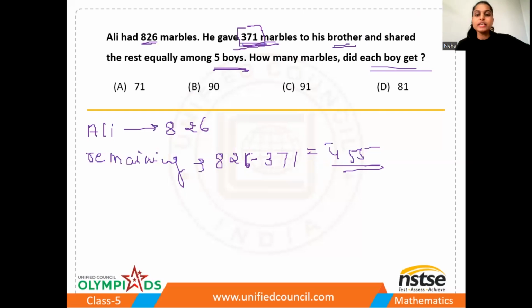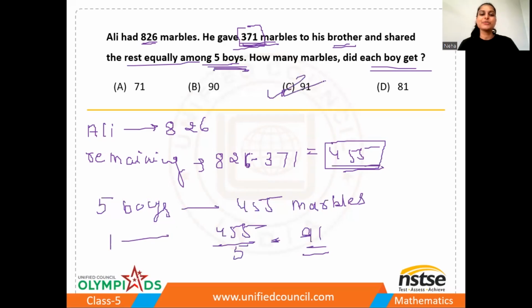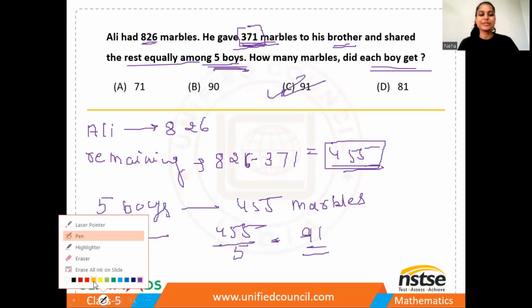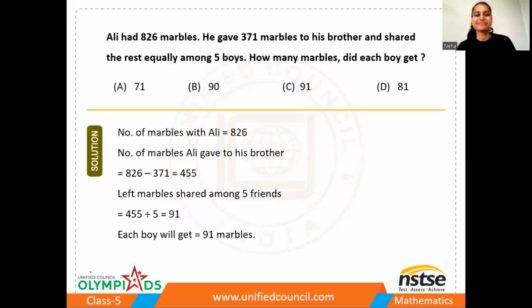Now, these 455 marbles he is sharing equally among 5 boys. That means 5 boys are going to have in total 455 marbles. So how many marbles is one boy going to have? This is nothing but 455 divided by 5. That means this is 91. So 91, option C is your right answer. Perfect. This question is done and this is the detailed solution for the question. Bravo. This is also done.